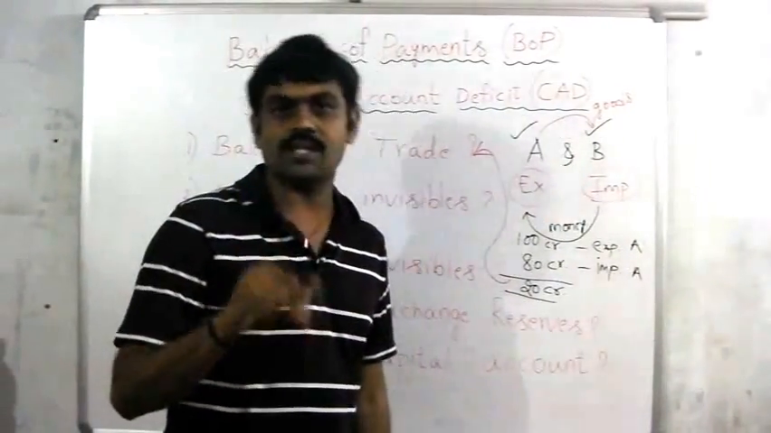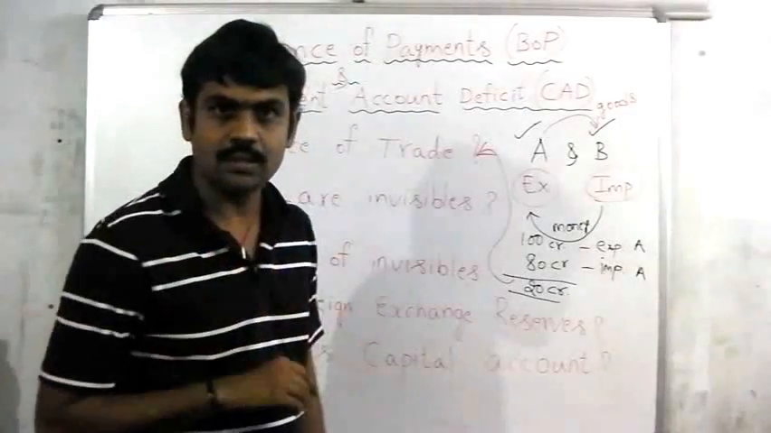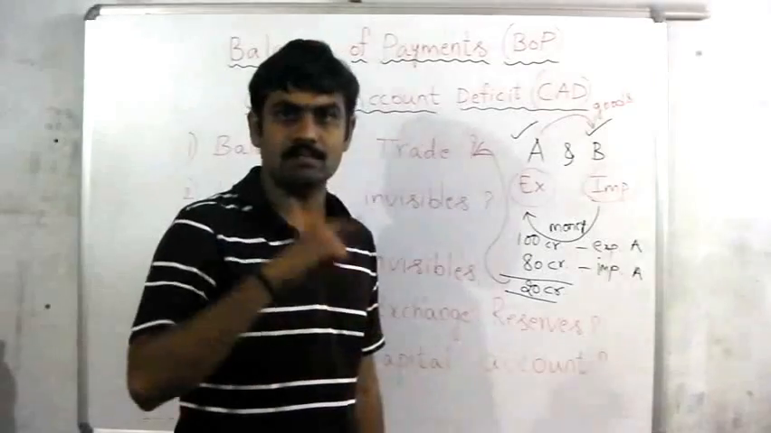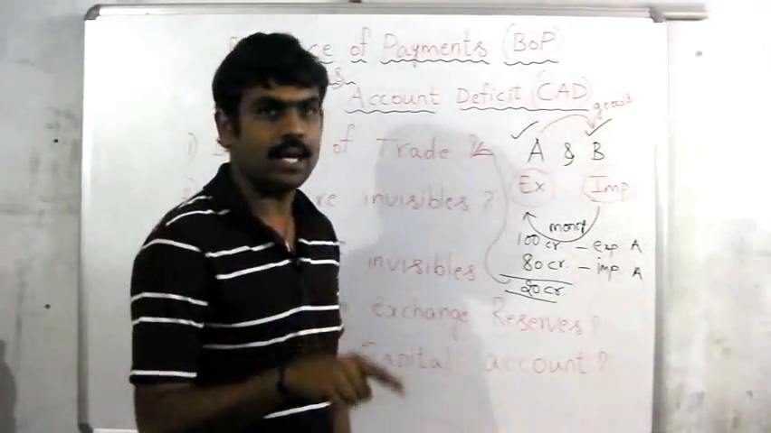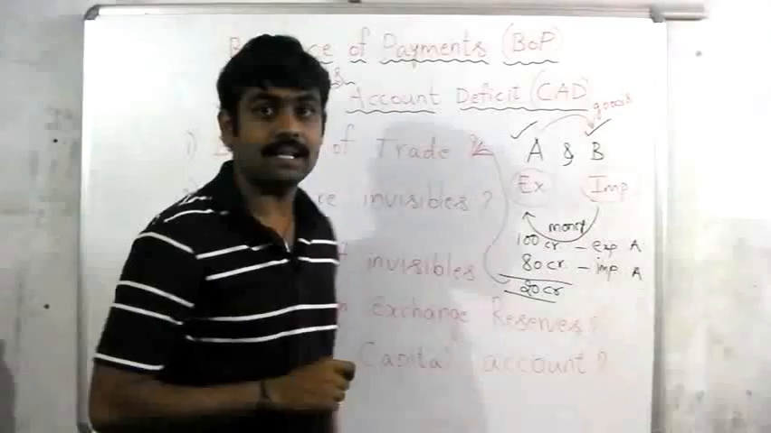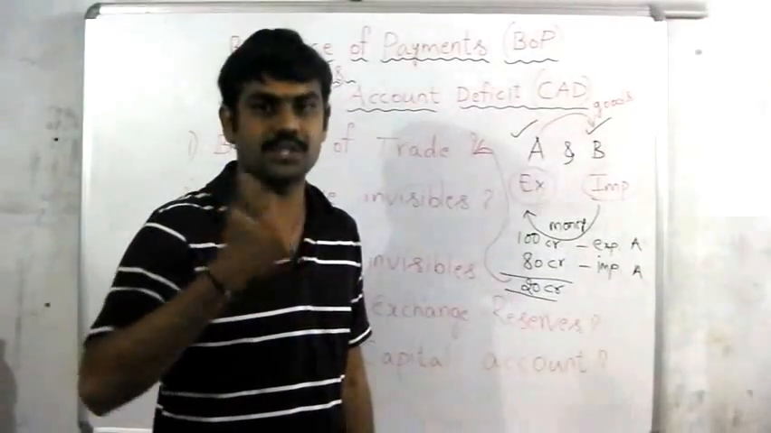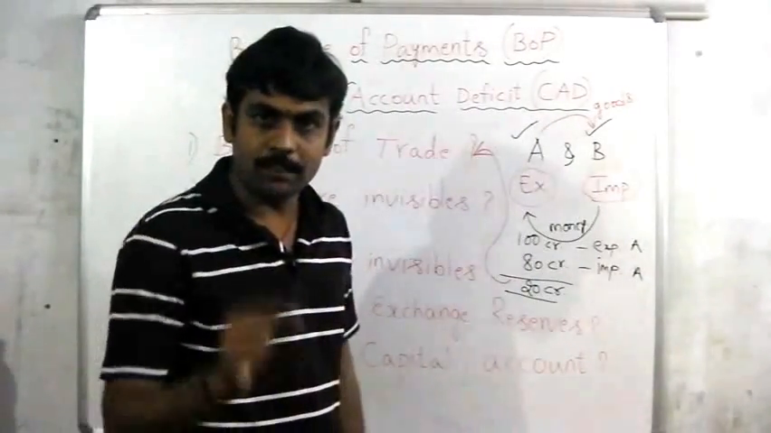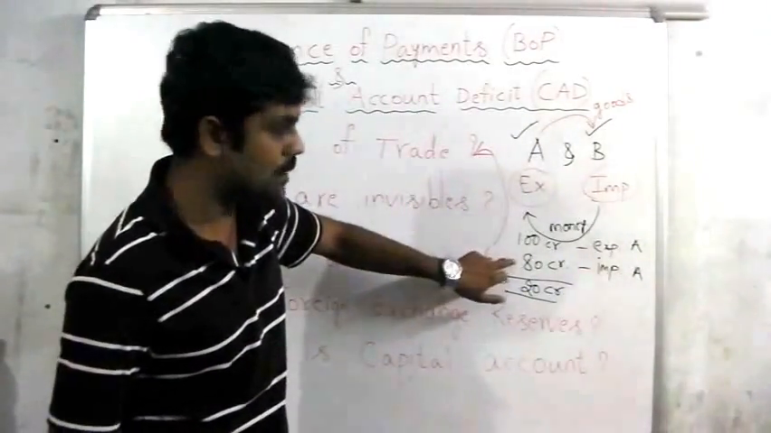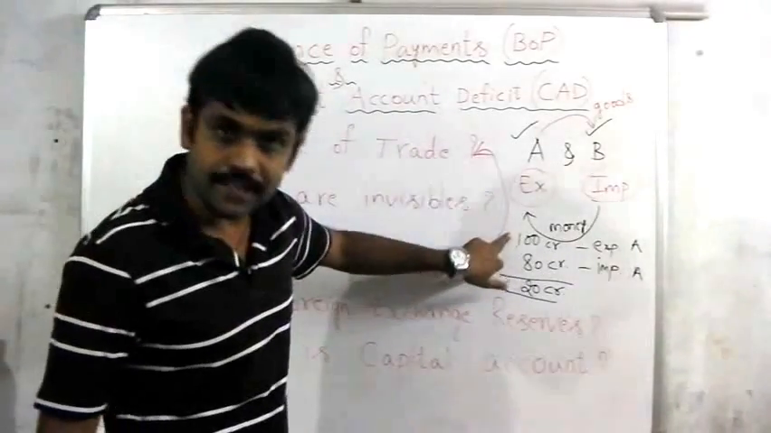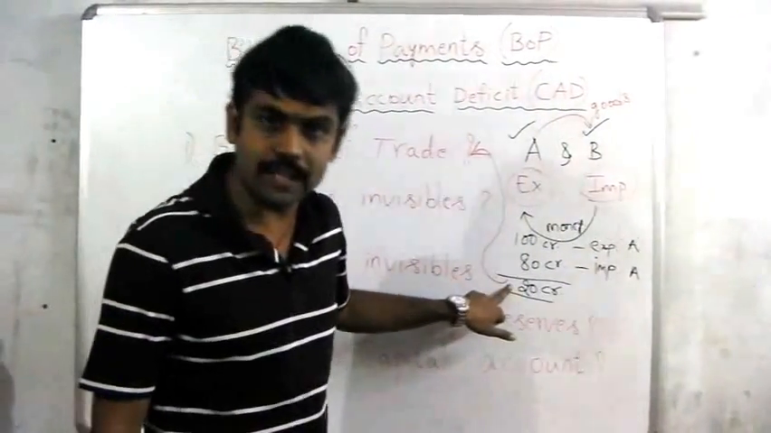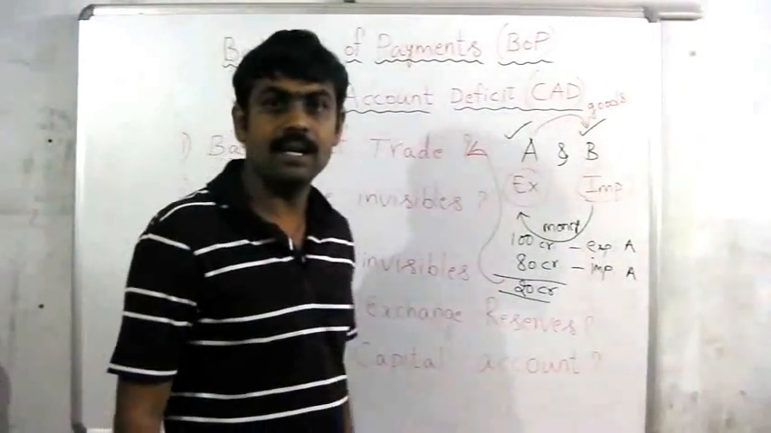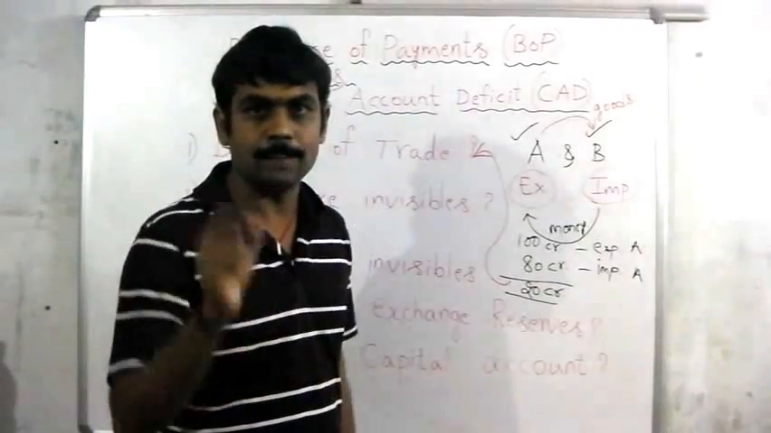If that is a negative value, it is also a balance of trade, but if that is a positive value, that means if the exports are higher compared with the imports, then we say that balance of trade is in surplus, positive surplus. If that is negative, that means imports are higher, imports are 100 crores, exports are 80 crores, then here it becomes minus 20 crores, which means negative. We say that balance of trade is in deficit. That balance of trade is in deficit.